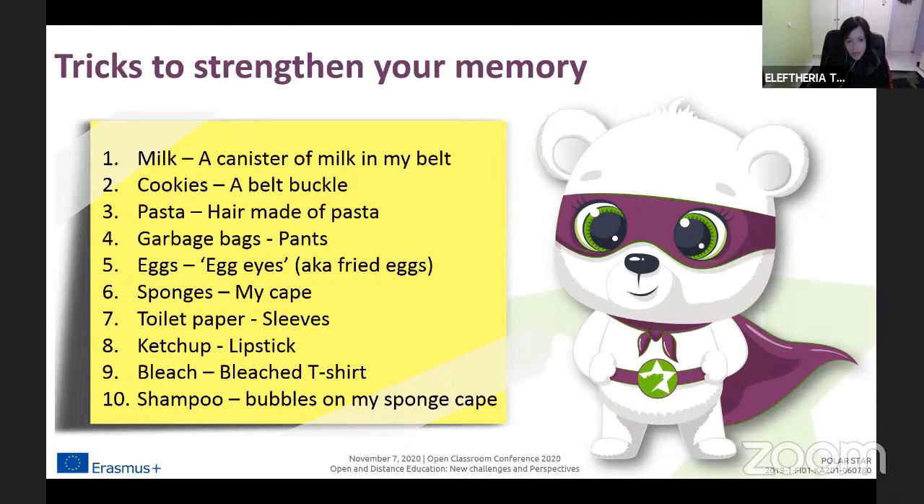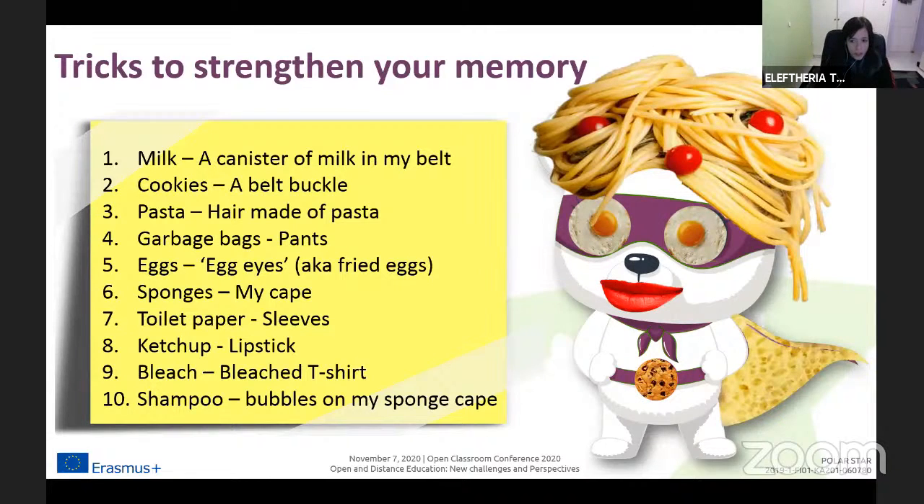This is a Greek reference, actually, because when we fry eggs, we call them egg eyes. Her cape is made out of a sponge. The sleeves of her t-shirt are made of toilet paper. She's wearing ketchup lipstick, a bleached t-shirt, and she has shampoo bubbles on my sponge. So if I was doing that on myself instead of Polar, I would probably imagine myself going to the supermarket looking something like this.